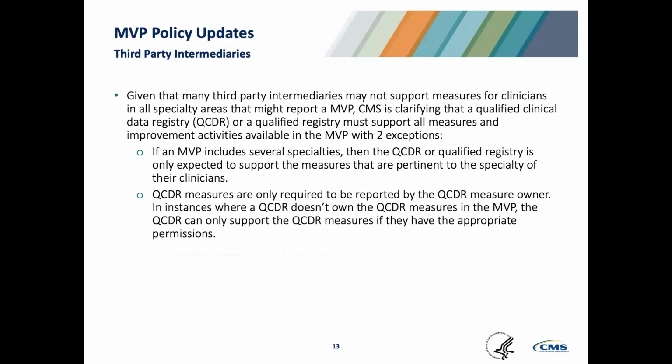For third-party intermediaries, we recognize that many third-party intermediaries may not support measures for clinicians in all specialty areas that might report an MVP. As a result, CMS is clarifying that all qualified clinical data registries, QCDRs, or qualified registries must support all measures and improvement activities available in the MVP, with two exceptions as noted here. If an MVP includes several specialties, the QCDR or qualified registry is only expected to support the measures that are pertinent to the specialty of their clinician. Also, QCDR measures are only required to be reported by the QCDR measure owner in instances where a QCDR doesn't show the QCDR measures in the MVP. The QCDR can only support the QCDR measures if they have the appropriate permissions.